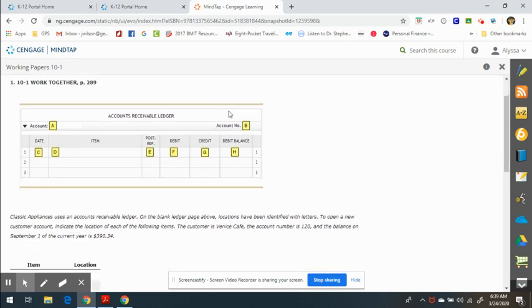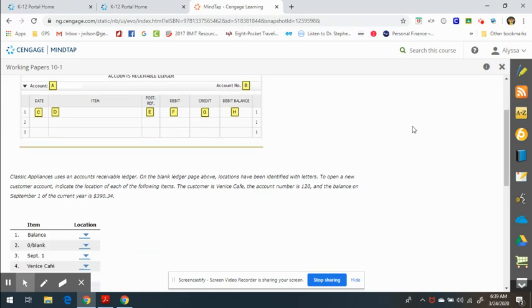10-1 Work Together. What we're looking at is an accounts receivable ledger, and this is as if we were opening up an account. Every account needs a name and an account number. If we are opening up a new account, we would date it and put the word balance. Post reference is going to be a check mark. Since we're recording the balance, we won't have anything in the debit or credit column, but we will record the balance here. Accounts receivable is an asset. The normal balance is a debit.